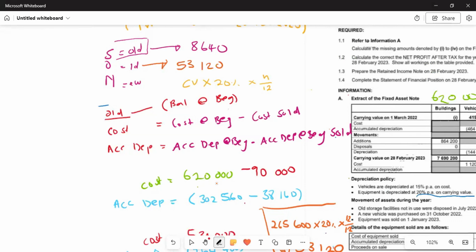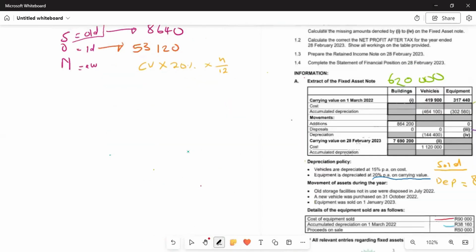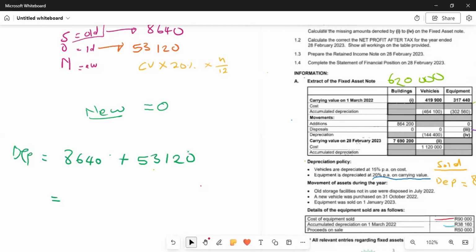Now, lastly, I need to calculate the depreciation for my new equipment. Now, let me see information relating to my new equipment. So from this table here, I could see that my additions on equipment is 0, meaning that there wasn't any new equipment which was bought during the year, right? So this simply means that the depreciation for my equipment, it will be equal to my depreciation for my sold, which is 8,640, plus the depreciation for my old or remaining equipment, which is 53,120. And now adding the two amounts, my depreciation for my equipment should equal 61,760, right? And that will be all for this question. Remember, if ever you have any questions, always feel free to reach out. Thanks.